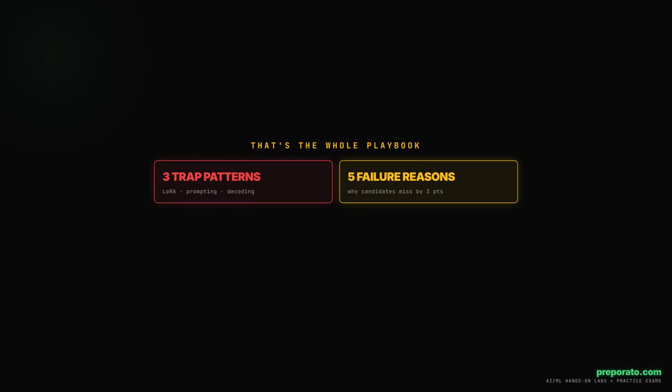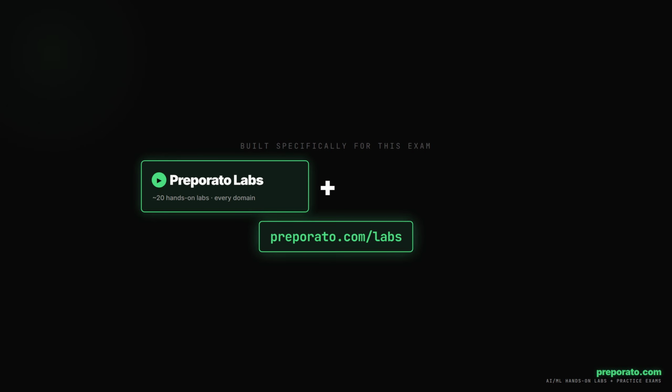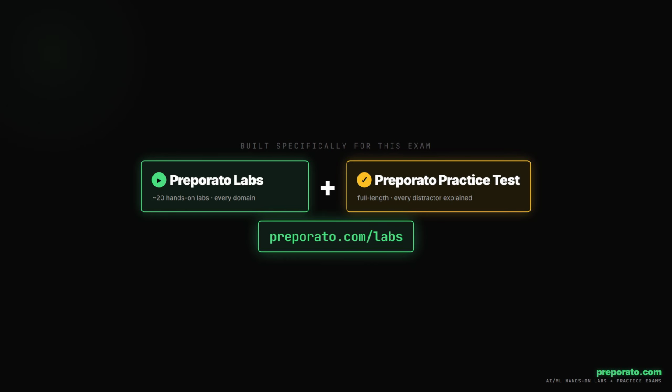3 trap patterns the exam actually uses. 5 reasons candidates fail by a hair. The topic topology NVIDIA's outline quietly hides. And a 3-week plan built around the Preporato labs and practice test.